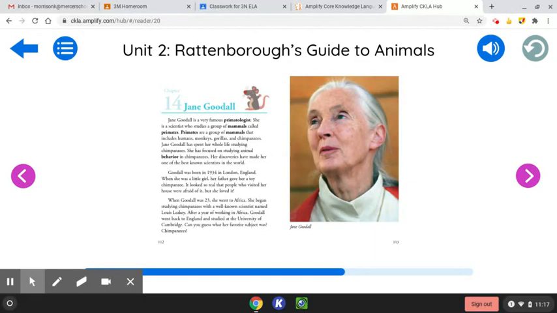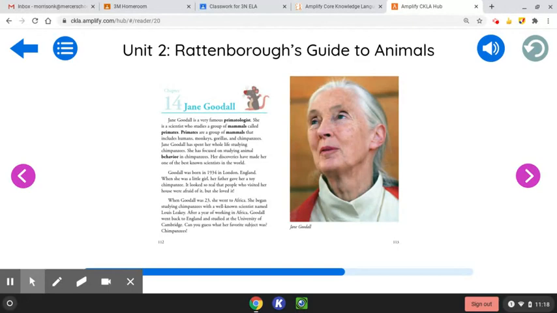Okay, chapter 14, Jane Goodall. Jane Goodall is a very famous primatologist. She is a scientist who studies a group of mammals called primates. So a primatologist is somebody who studies a group of mammals called primates. Primates are a group of mammals that includes humans, monkeys, gorillas, and chimpanzees. Jane Goodall has spent her whole life studying chimpanzees. She is focused on studying animal behavior in chimpanzees. Her discoveries have made her one of the best known scientists in the world.